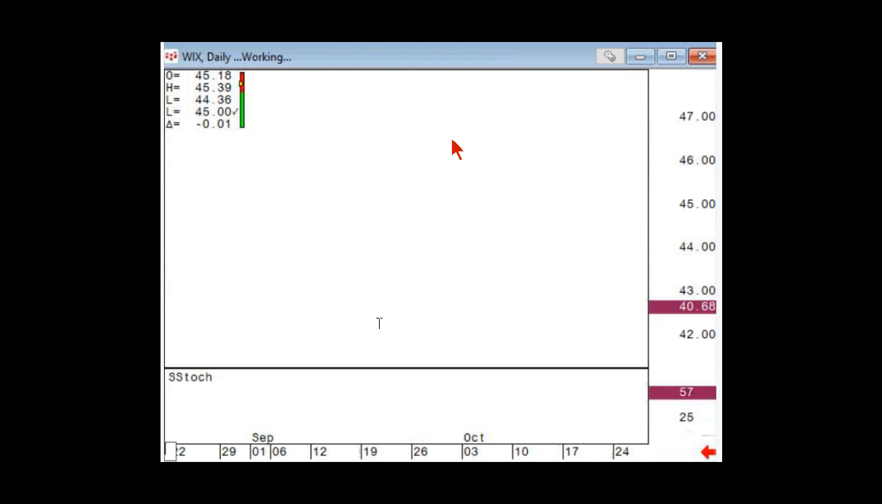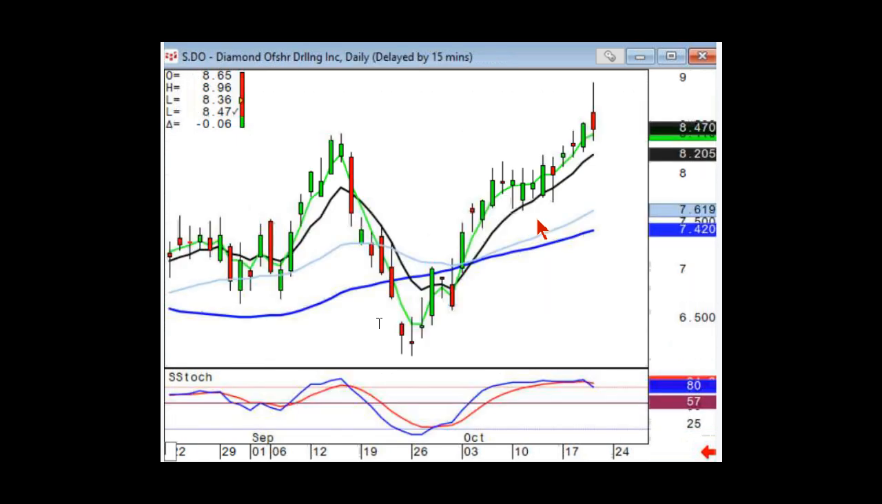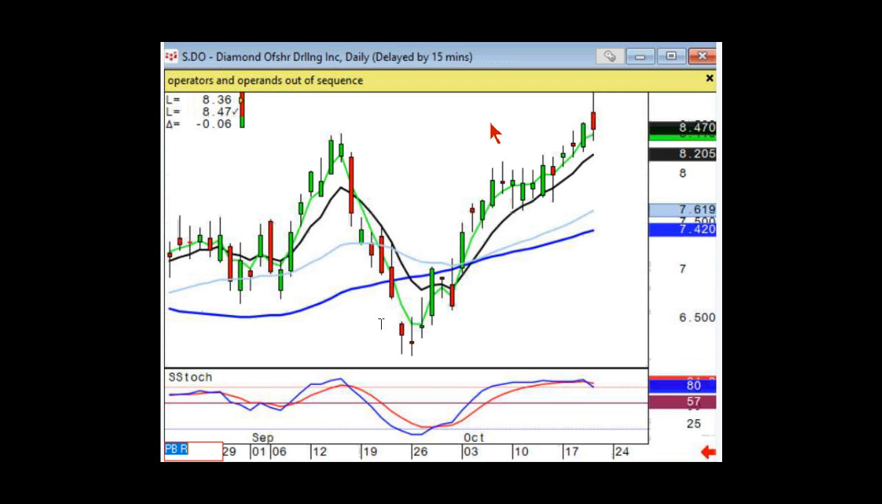Wix, you can get ready for this. It's not real dynamic. Probably not real good until you get up through the 50, which would kind of correspond with that level. Diamond Offshore, you did kind of a dark cloud, not quite a dark cloud, but a spinning top. If I was long, I'd have a safety stop at today's low. It shouldn't come back through that level, which means it would be heading down to test the 50. I'm sorry, test the T line.